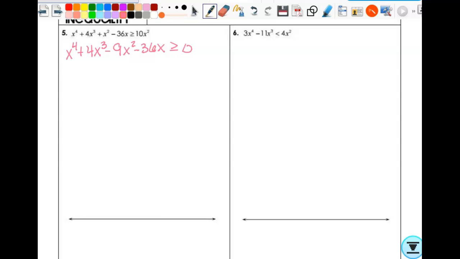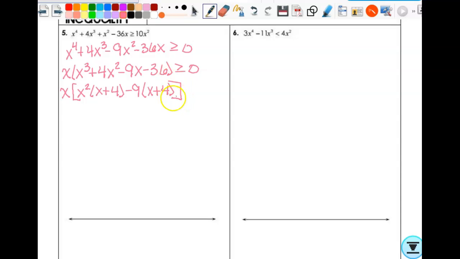I just treat it like it's a statement of equality. So I have a GCF. I'm going to factor out my x. Gives me x cubed plus 4x squared minus 9x minus 36 is greater than or equal to 0. Okay, so then I have to factor that by grouping. So I have x times, can factor out an x squared, leaves me with x plus 4, minus 9 times x plus 4 greater than or equal to 0.